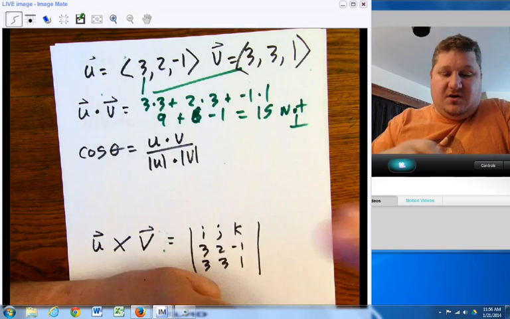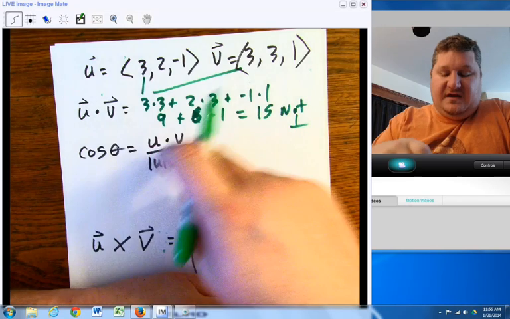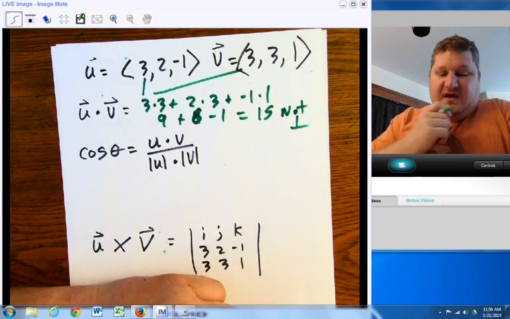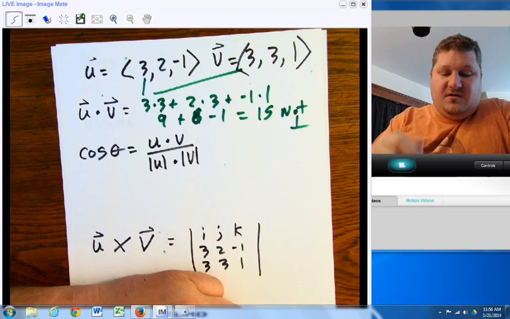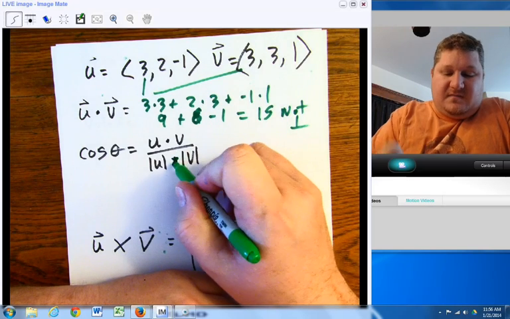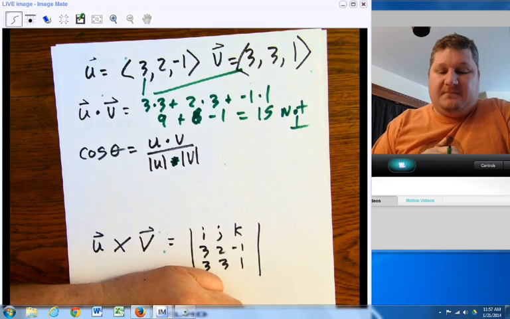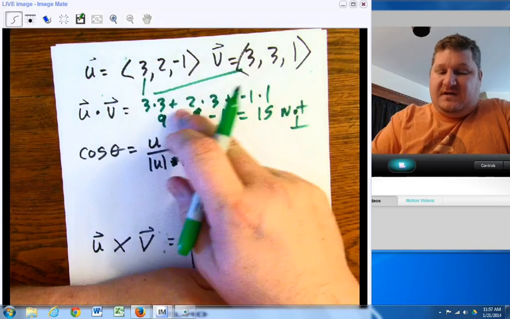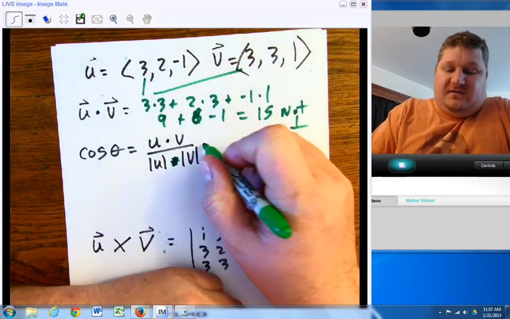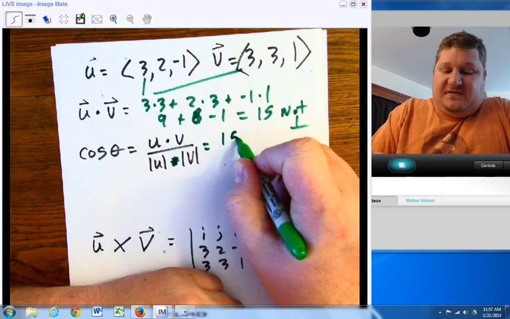So we're going to go and do our cosine theta equals, and the same formula as we had before, u dot v over magnitude of u times the magnitude of v. You want to make sure that's a times, not a dot. Okay, just verifying that we got these. Okay, so on top we can say, well, that was 15.